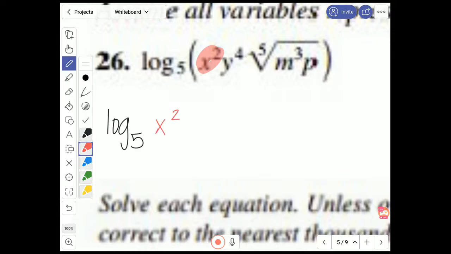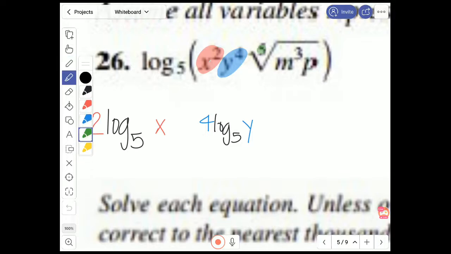And then remember that your exponents become your coefficients. So I'm going to go ahead and move this 2 down here to the front. So it'll be 2 log base 5 of x. And I'll put in signs in a second. And then y to the 4th here, well, applying that same rule, it's going to be 4 log base 5 of y. And then I have the 5th root of m cubed over p.